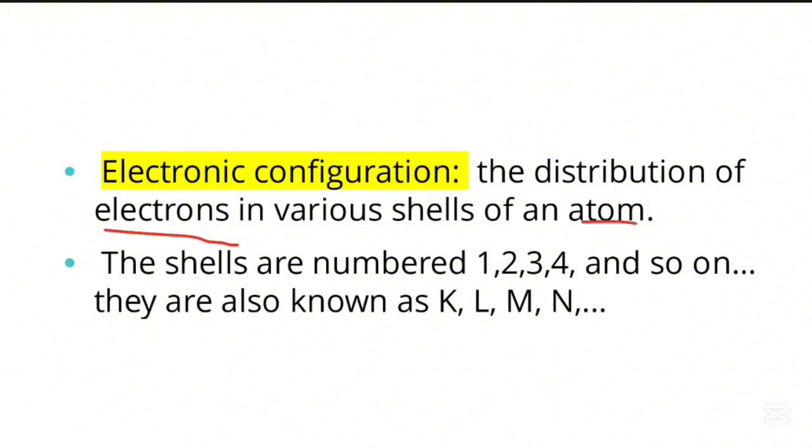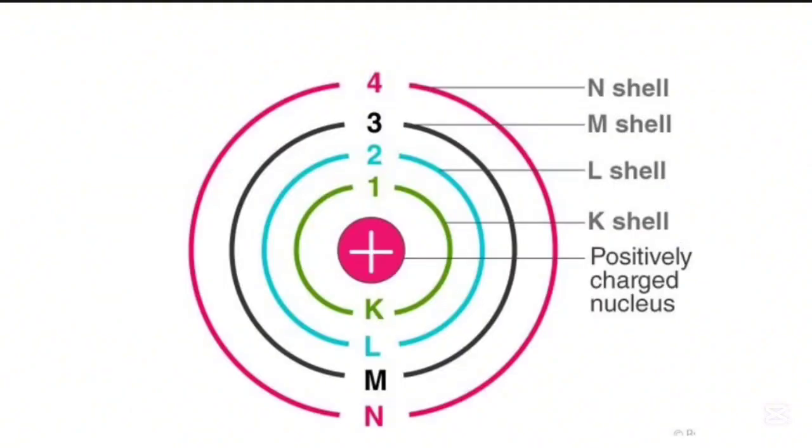In the electronic configuration we have various shells. These shells are numbered 1, 2, 3, 4 and so on, and they are also known as K shell, L shell, M, N, and it goes on. For example, this is the atom, this is the atomic structure, and in the middle we have a nucleus. In the nucleus we have protons and neutrons. After the nucleus we have the first shell, second shell, third shell, fourth shell, and it goes on.